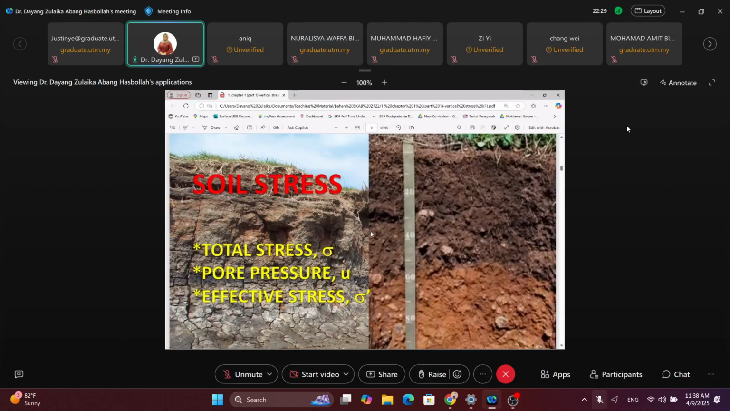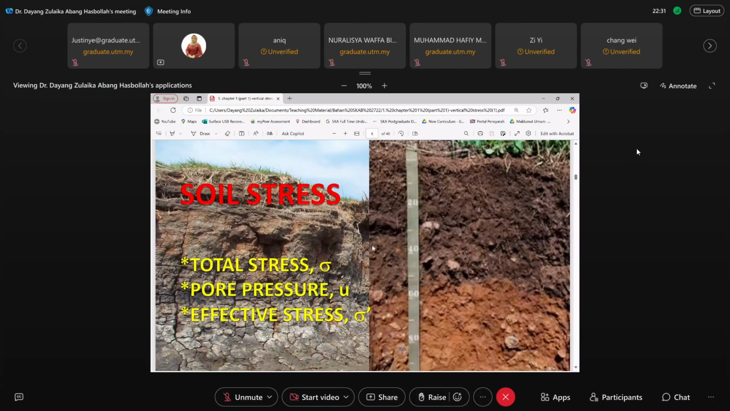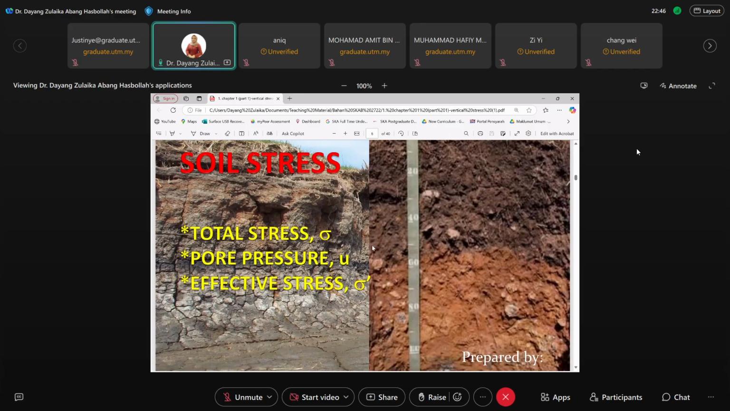So that is soil stress. Okay. Before that, I would like you to know that for soil stress, we have total stress, pore pressure, and also effective stress. Okay, so we have three types of stress, three types of in situ stress.